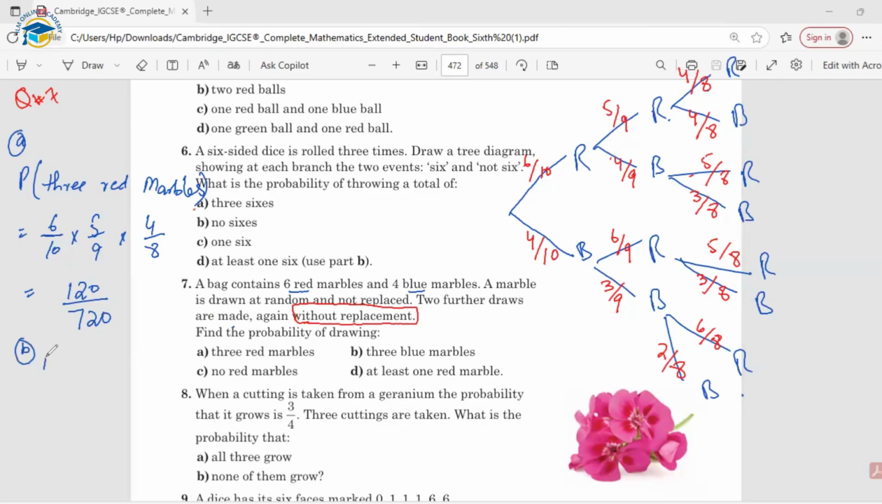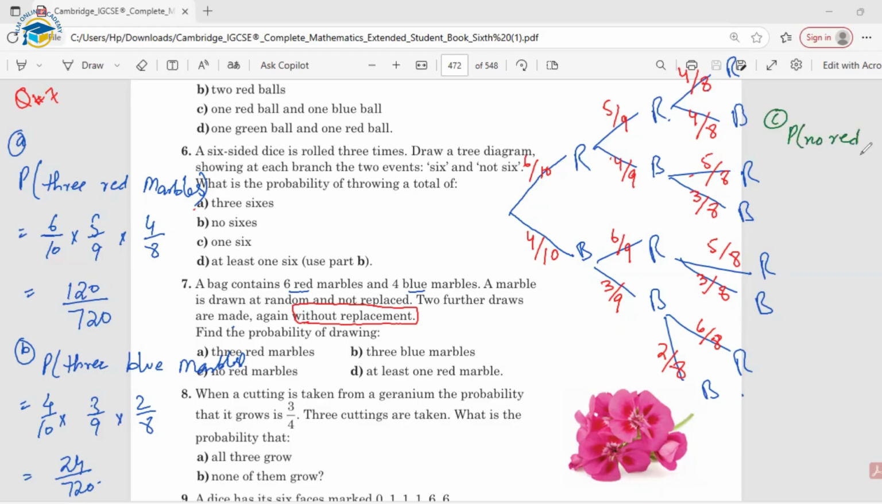Next, part number B. 3 blue marbles. Probability of 3 blue marbles. Blue ones are at the end. Okay. So 4 over 10 times 3 over 9 times 2 over 8. For 3 times 4, 12, 2 times will be 24 over 720. Okay. So this is the probability of 3 blue marbles. Next, C1 is no red marble. Okay, C I'm doing here.